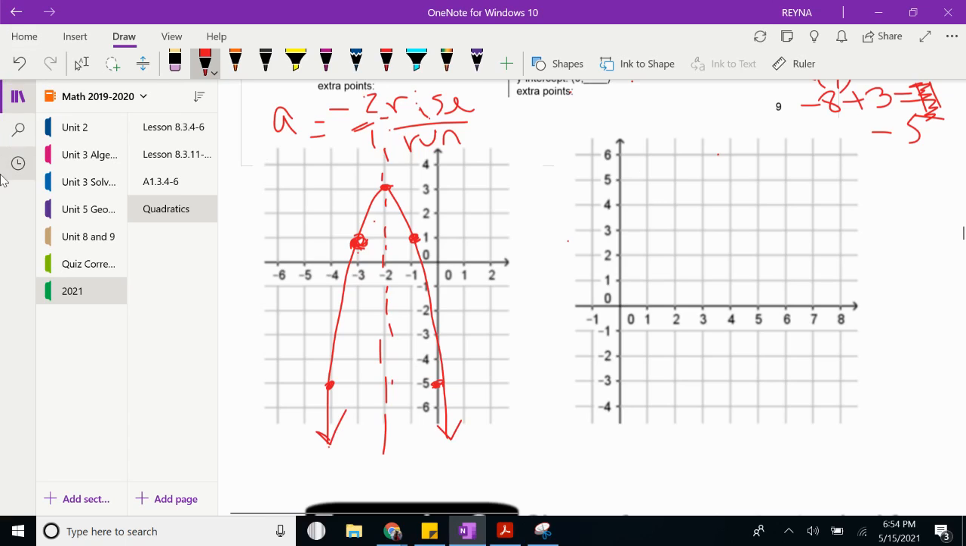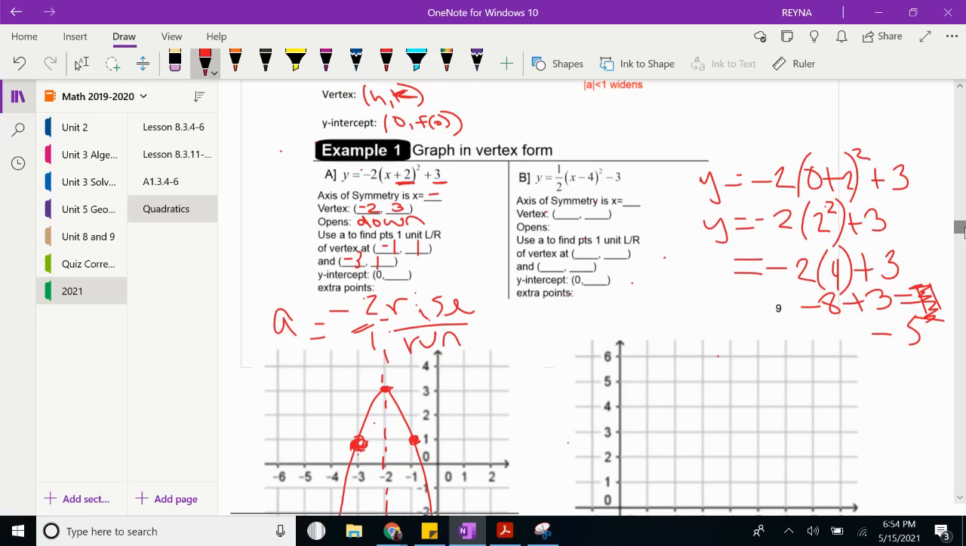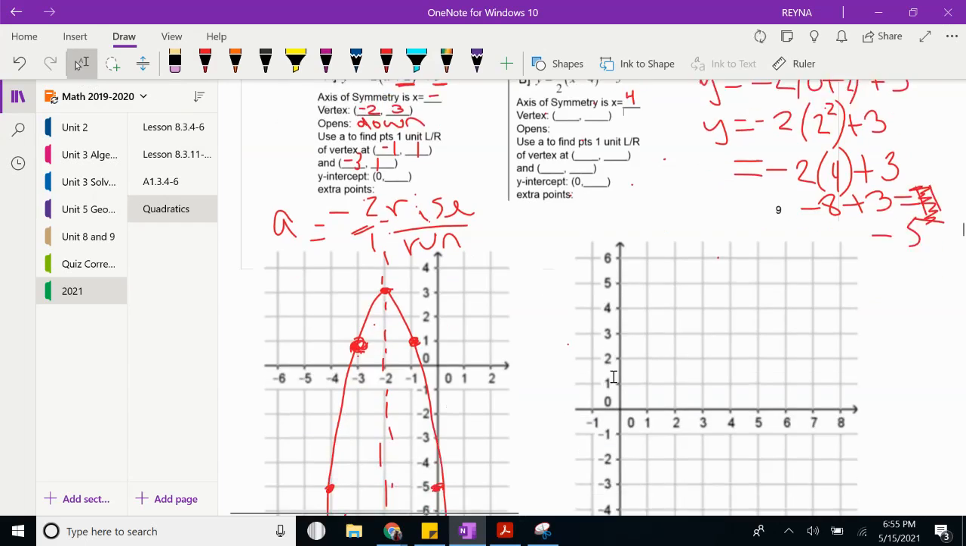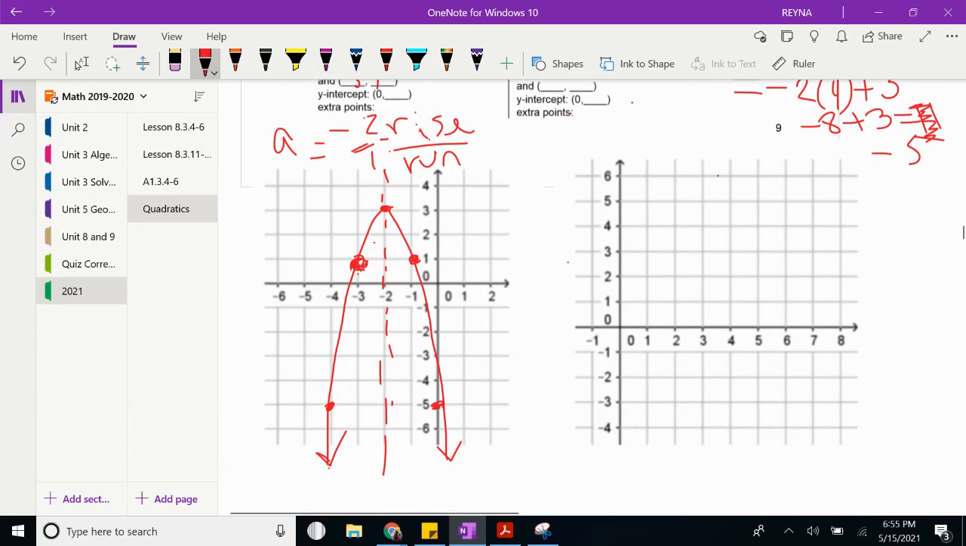Okay, let's try another one. Our axis of symmetry for part B is x equals h. What is our h in this equation? Our h is 4. So we would put 4. All right, our axis of symmetry is 4. So we can come to our graph and we can draw a line straight up and down through 4. So this means it's going to cut our graph down the middle.